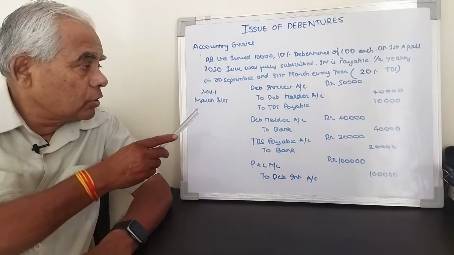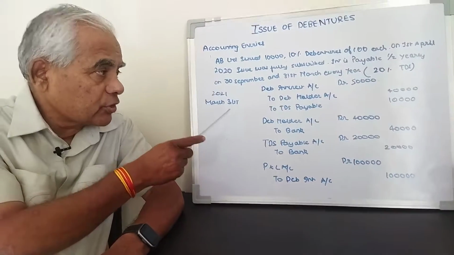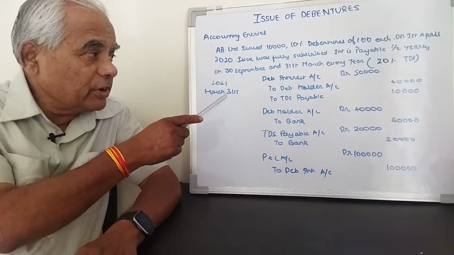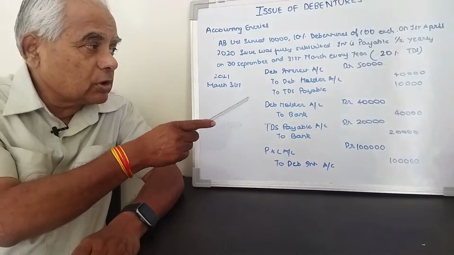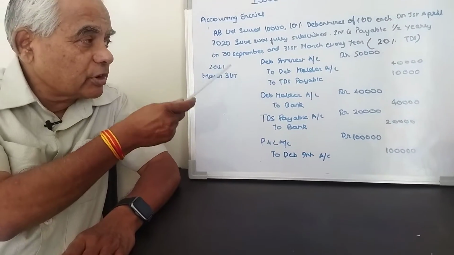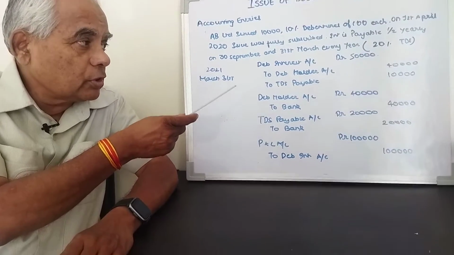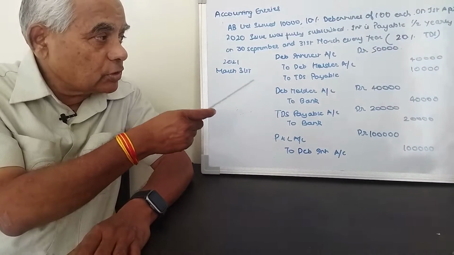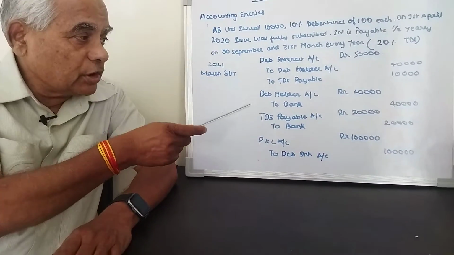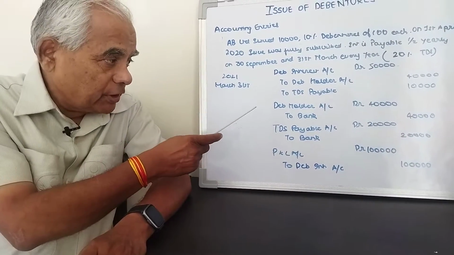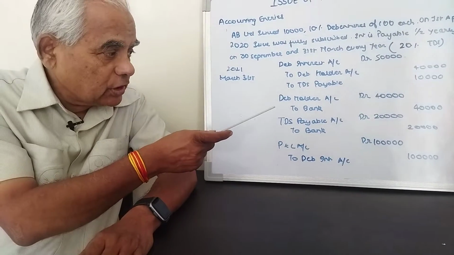Okay. Now 2021 March 31st, again interest due, debenture interest account debit to debenture holder, to tax payable. Debenture interest account debit 50,000 to debenture holder 40,000 to TDS payable 10,000. Next payment, debenture holder account debit to bank 40,000.